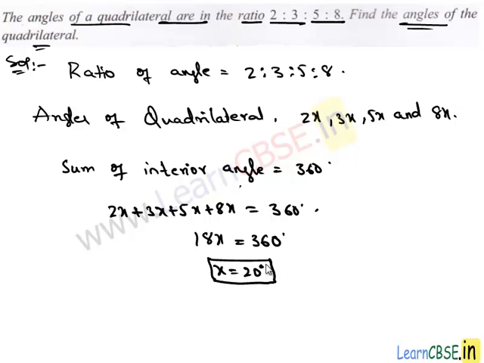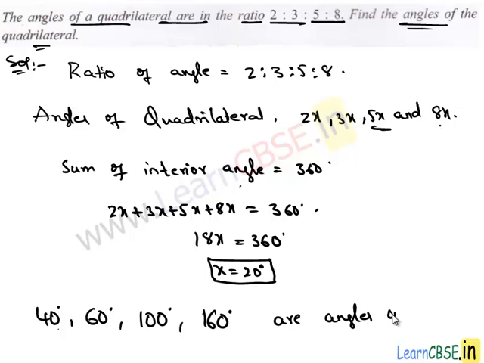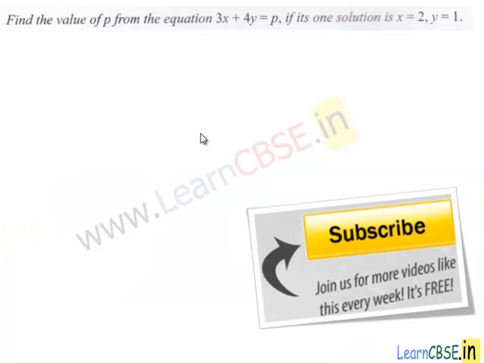Let us substitute these values and find the individual values. Here 2 times x is 40 degrees and 3 times x is 60 degrees and 5 times x is 100 degrees. 8 times x is 160 degrees. Therefore, 40 degrees, 60 degrees, 100 degrees and 160 degrees are the angles of the quadrilateral. And this completes our solution. Let's move to the next question.